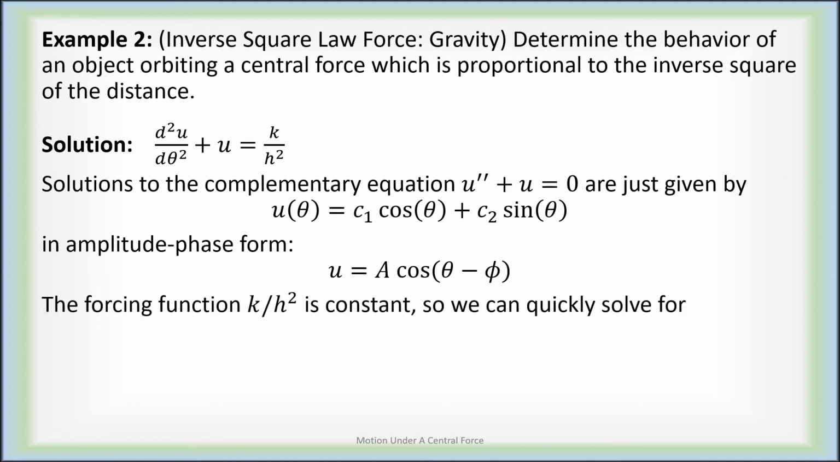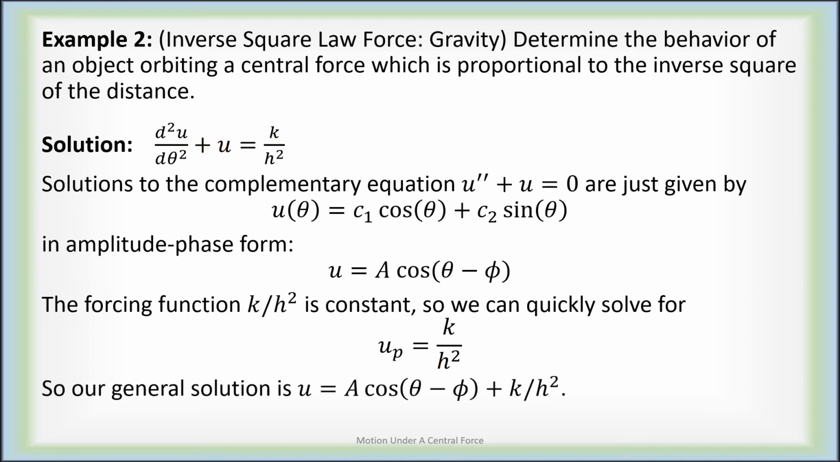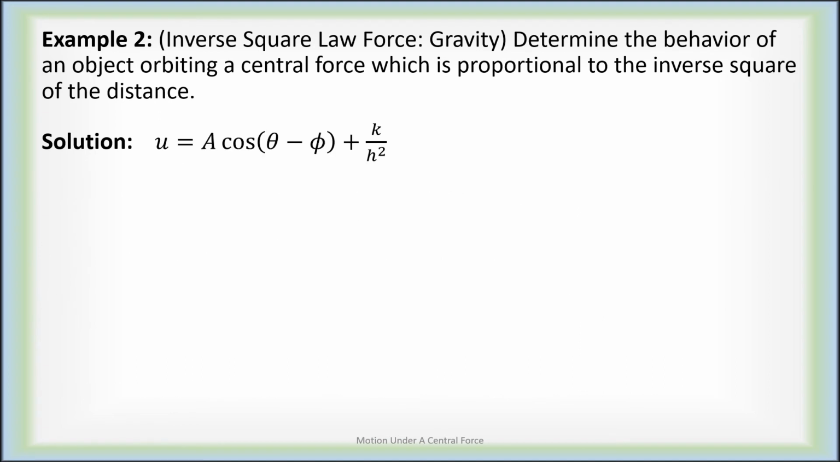The forcing function k over h squared is just some constant. So we can really quickly see that a particular solution could be given by u_p is the same constant. Its second derivative will be 0. u is the constant, we get out the constant. Okay, so a general solution is given by one of these cosine functions plus this exact constant k over h squared. And this is u of theta. So u of theta is A cosine of theta minus phi plus the constant k over h squared.